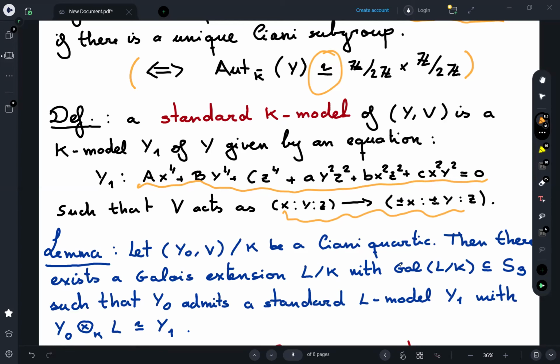And if you think about the special case, the subgroup is unique. So what I mean is like sigma V is equal to V, but maybe the elements of V are defined over a larger extension, but then the conjugate ones are the other automorphisms. And then what you can prove is that there exists a Galois extension L over K with Galois group a subgroup of the symmetric group of 3 elements, such that your Ciani quartic defined over K has a standard model defined over L.